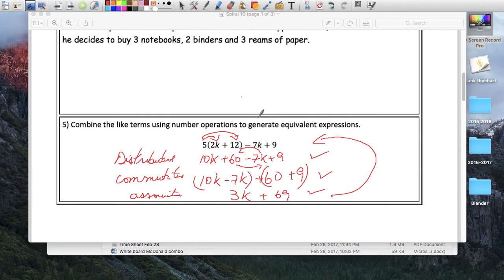So it was just my fault. I misunderstood what we had to do. The actual goal of this particular question is to come up with this: combine all the like terms. Okay.